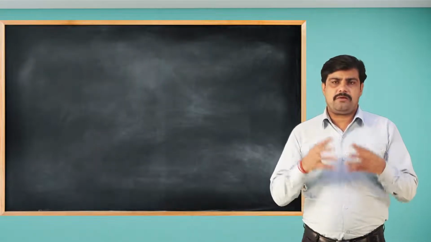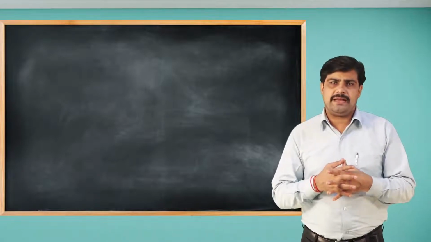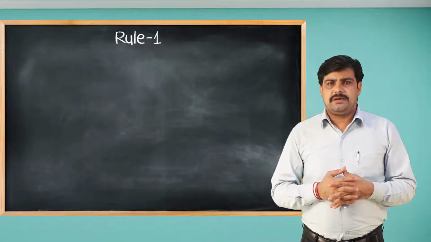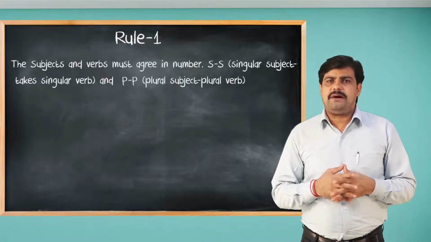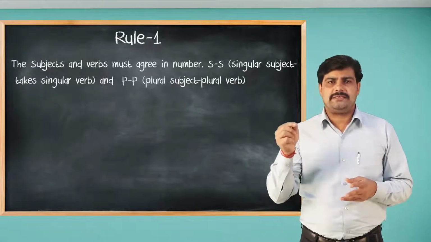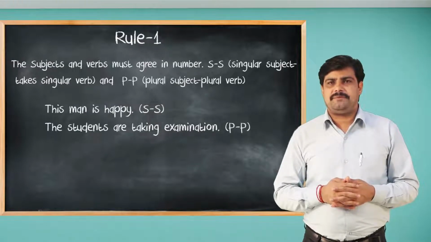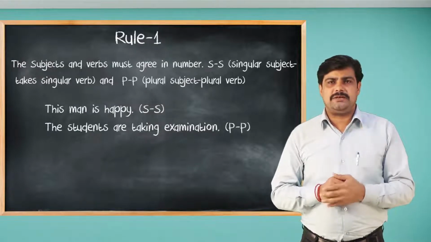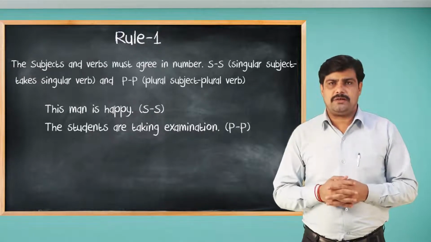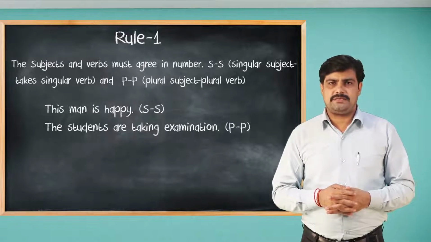Now here we are going to discuss some of the important rules related to verbs and their different forms. Rule number 1: the subject and verb must agree in number. What I have already told you, SS and PP. For example, this man is happy. Now the word man is singular, the noun is singular, and the verb is also singular. So the sentence is correct. Here is a balance in the sentence.